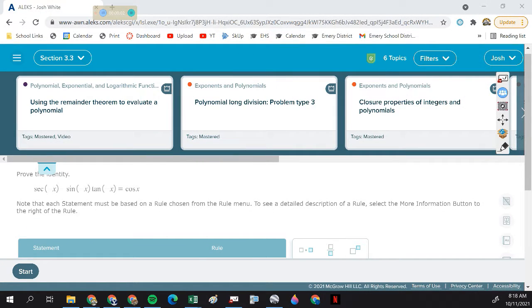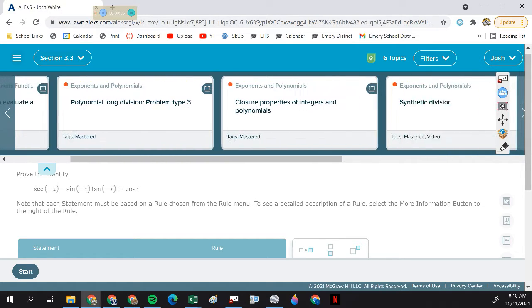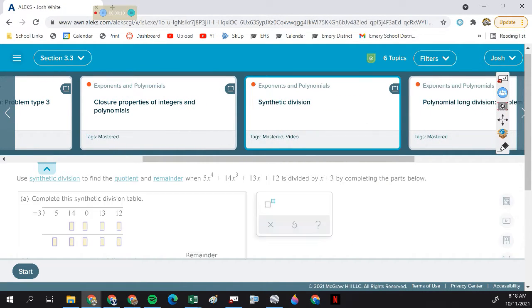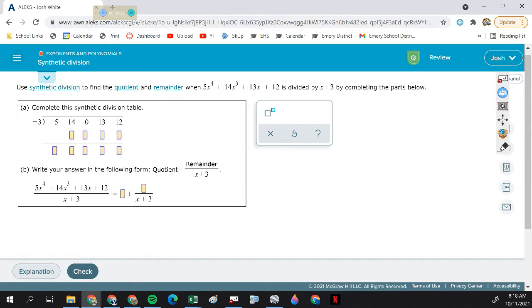We are back in ALEKS today working on 3.3. One of your problems is going to be set up today for synthetic division. If we are dividing this polynomial by x plus 3, what number do we have to put in the corner?